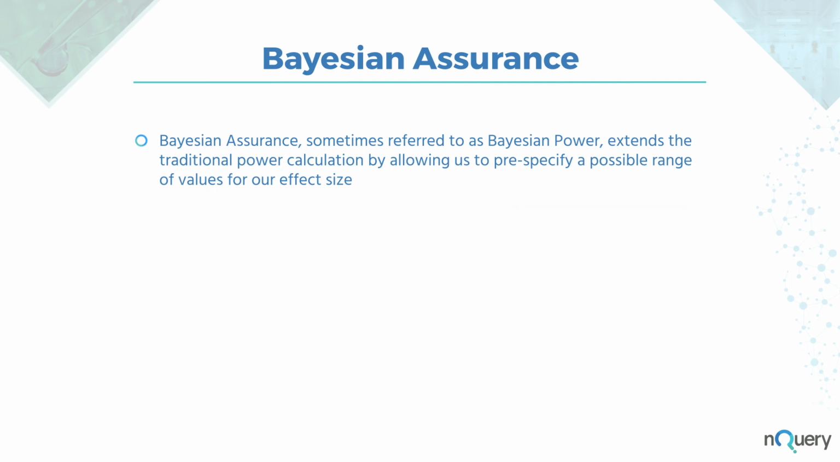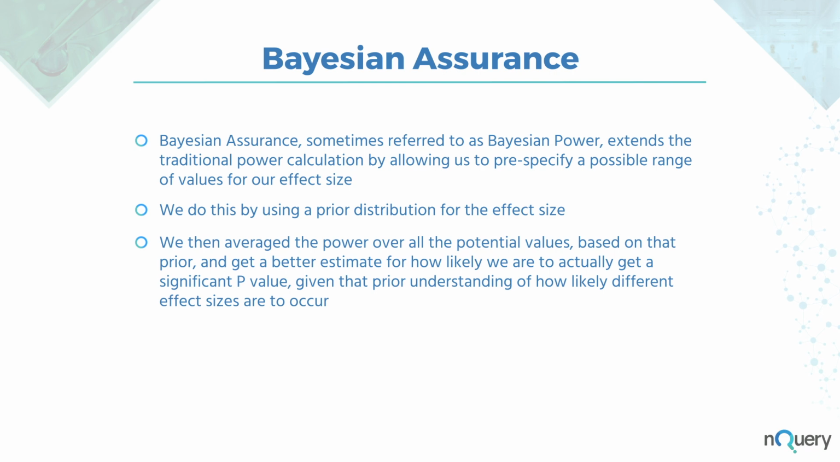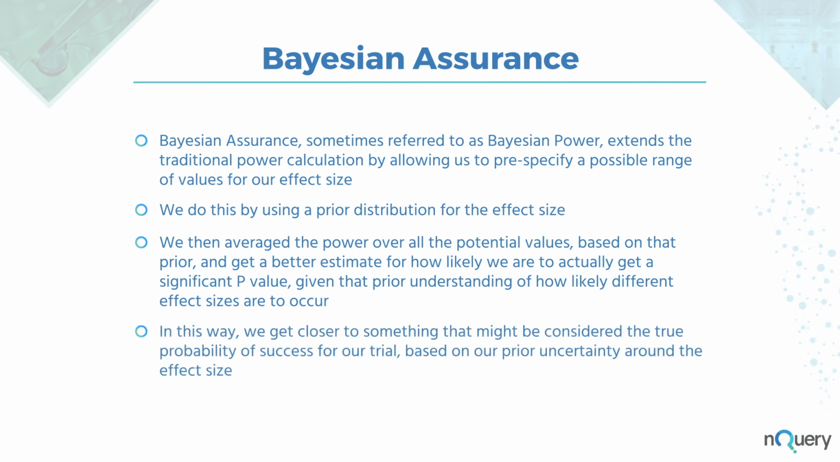Bayesian Assurance, sometimes referred to as Bayesian power, extends the traditional power calculation by allowing us to pre-specify a possible range of values for our effect size. We do this by using a prior distribution for the effect size. We then average the power over all the potential values based on that prior and get a better estimate for how likely we are to actually get a significant p-value, given that prior understanding of how likely different effect sizes are to occur. In this way, we get closer to something that might be considered the true probability of success for our trial based on our prior uncertainty around the effect size.